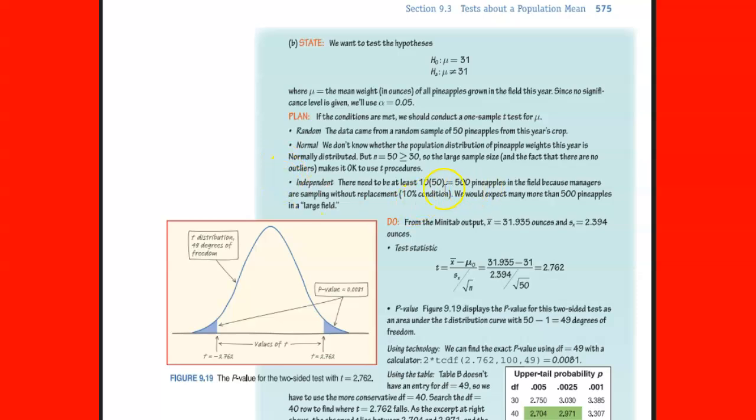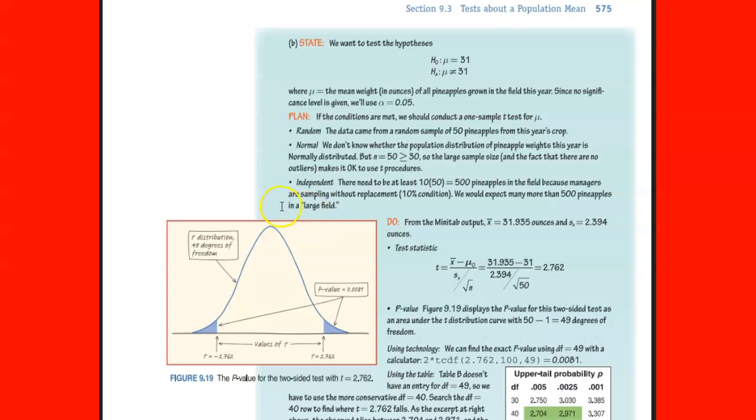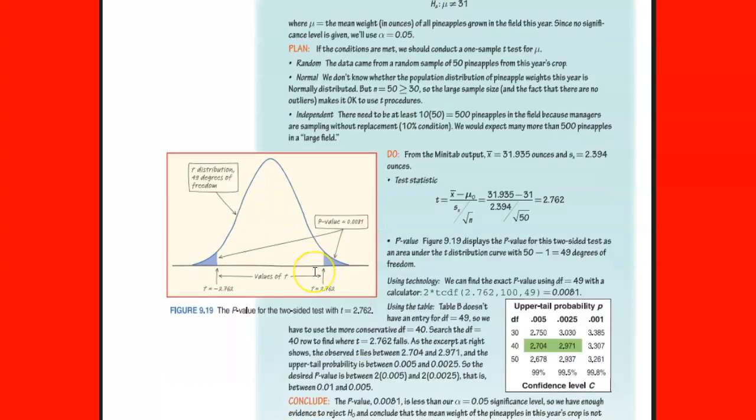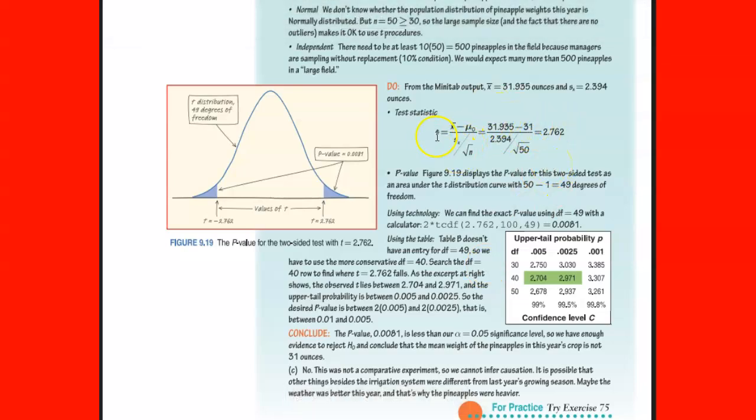Independence, we checked 50 pineapples. I don't know. We're assuming there are at least 500 in the population of this field. So we're going ahead with that. Again, with the do part of it, Darren is doing it manually, which isn't hard, but I want to show you.